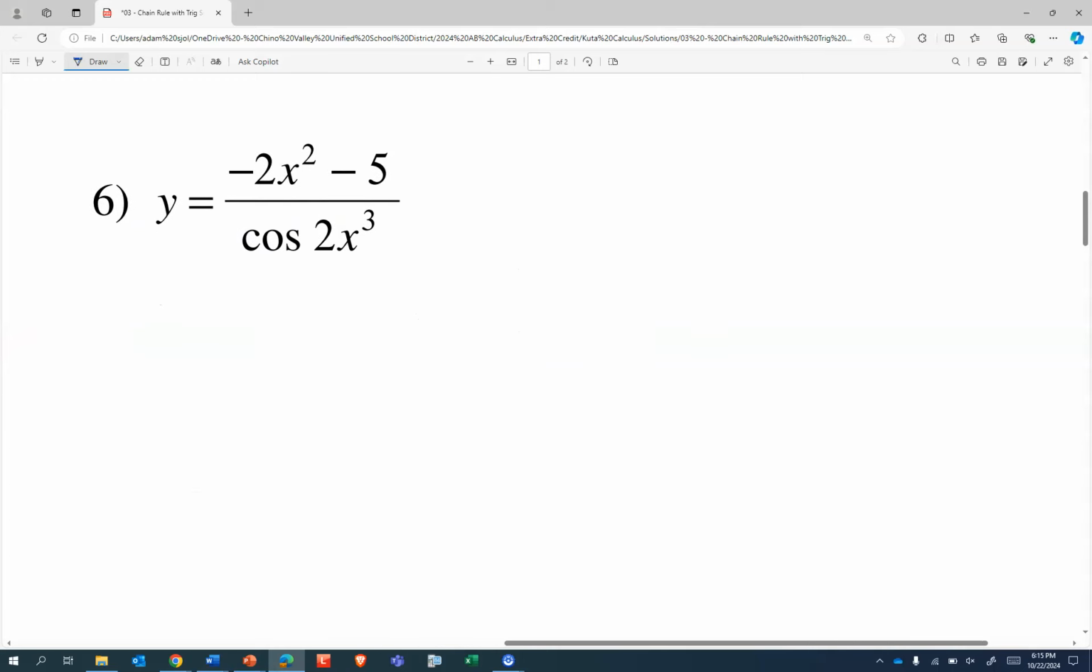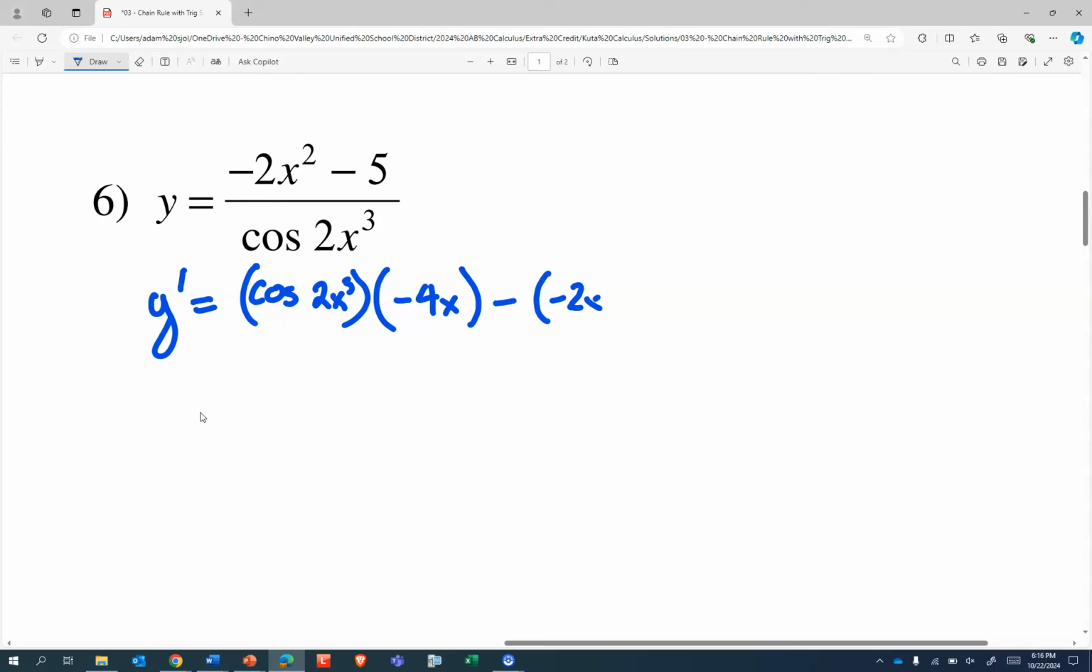All right, so what do we have to worry about here? A quotient of two functions. The derivative of a quotient of two functions is the denominator, I think it's good to have parentheses, times the derivative of the numerator. Negative 4x, derivative of negative 5 is 0, minus the numerator, times the derivative of the denominator.